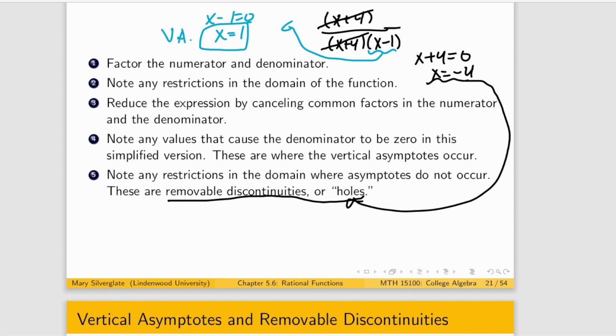And that's all this kind of says in more words, that whatever's still left after you do your canceling out process is your vertical asymptote. Whatever you canceled out is associated with that removable discontinuity, aka a hole in the graph.